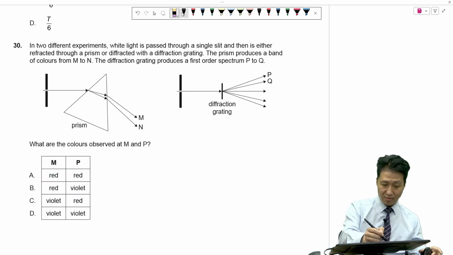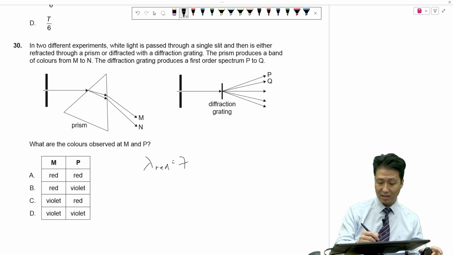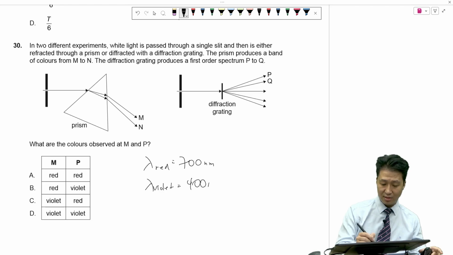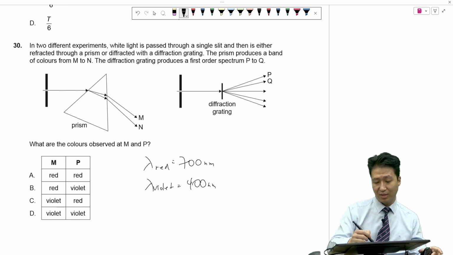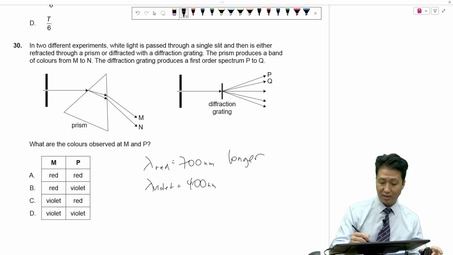And what you should probably do is, if you don't memorize this yet, you have to know the relative lengths. Red has a wavelength of 700 nanometers. Violet, 400 nanometers. You should probably know the numbers, even though they say you don't need to memorize it. Red is longer wavelength, violet is shorter.